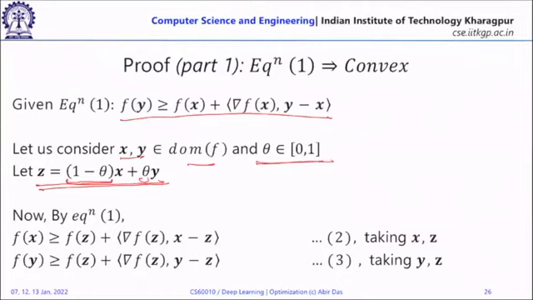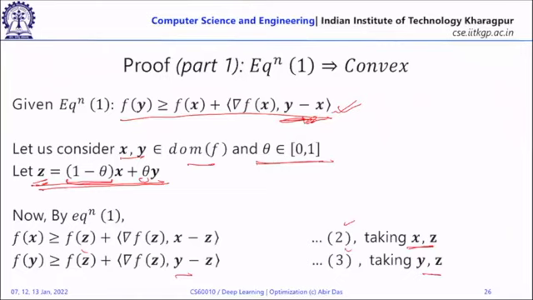Now by equation 1, since z is also a point in the same set, we can take x and z, and since we are trying to prove from here to the definition, this equation is true, we have assumed. So this equation applies to x, z. So f(x) is greater than or equal to f(z) plus the inner product of grad f(z) and (x minus z). Similarly between y and z. Okay, so now we have termed these as 2 and 3.